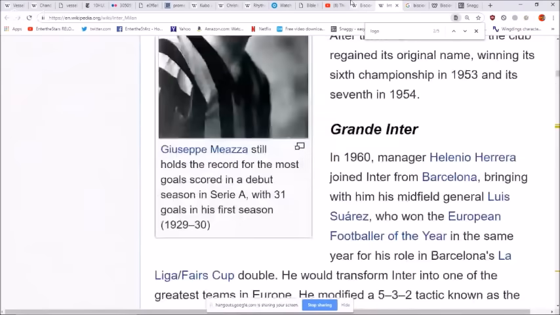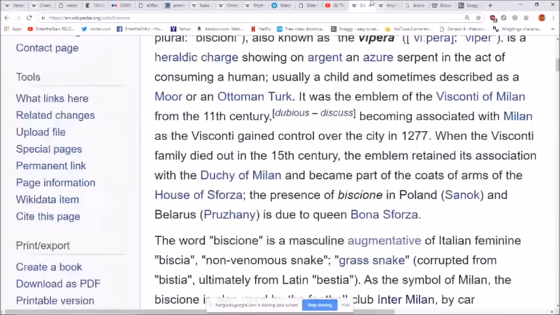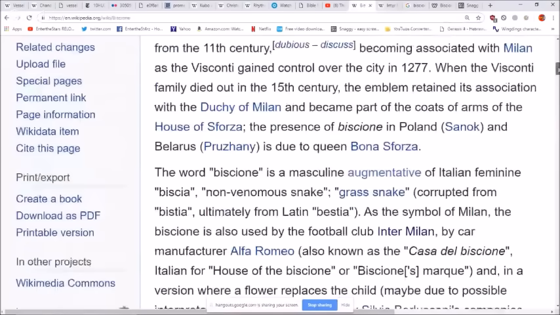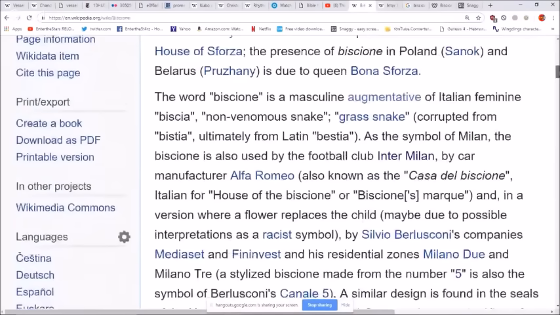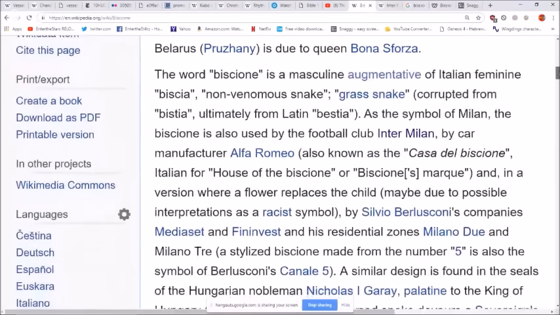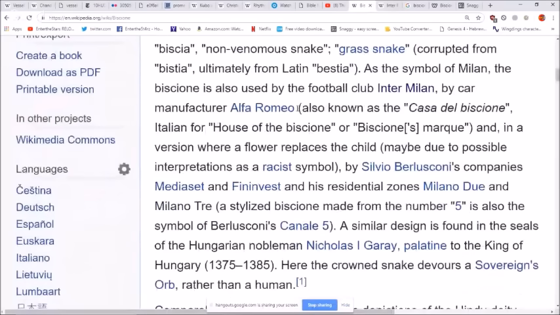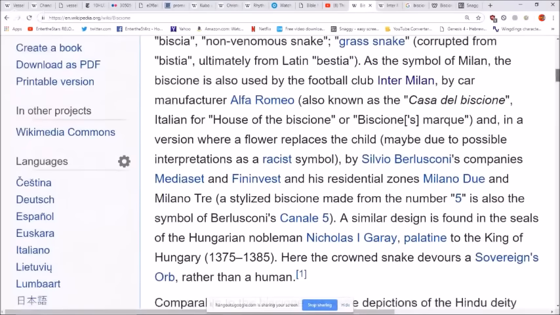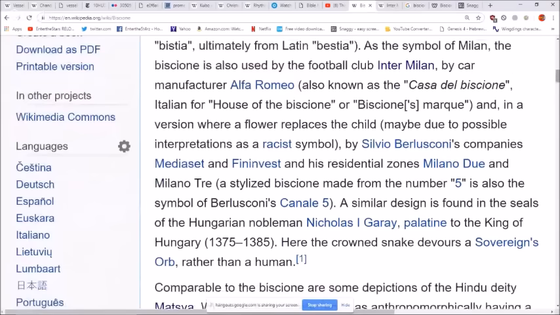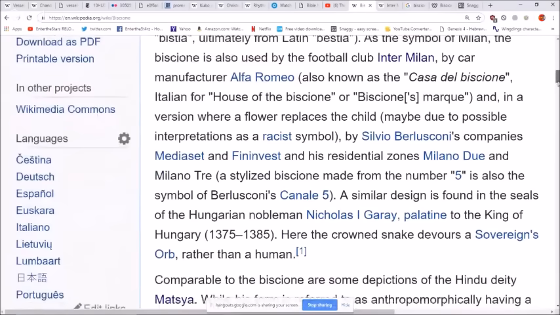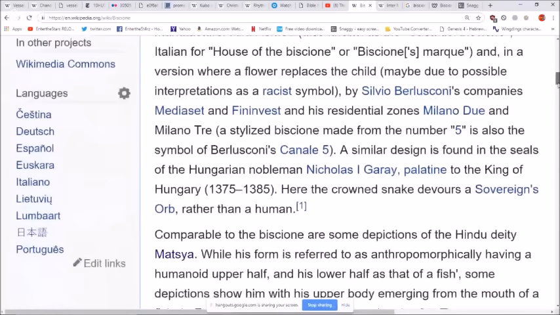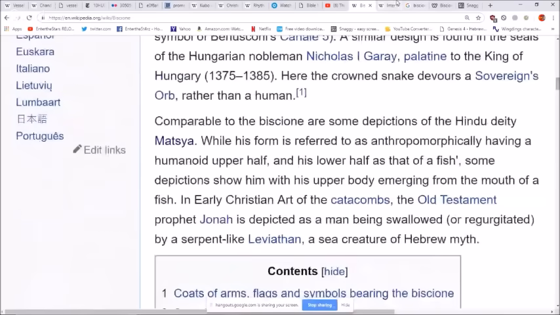The disturbing part about this, though, is that it is consuming a child. Now, much of the interpretations of this, or iterations, I should say, of this Bisconi symbol have been softened. Some have taken the child and the man out of the mouth of the serpent and used other objects, okay? Here's Alfa Romeo. They also use the Bisconi. It is a symbol of Italy. Now, here's where things get interesting.